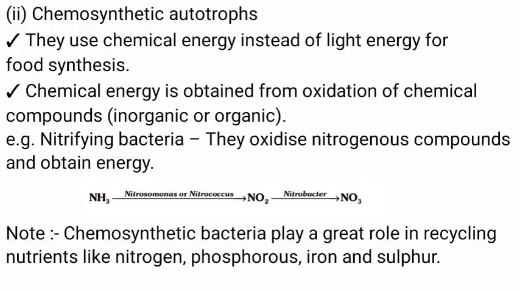Chemosynthetic autotrophs. They use chemical energy instead of light energy for food synthesis. Chemical energy is obtained from oxidation of chemical compounds. They may be inorganic or organic. Example, nitrifying bacteria. They oxidize nitrogenous compounds and obtain energy.